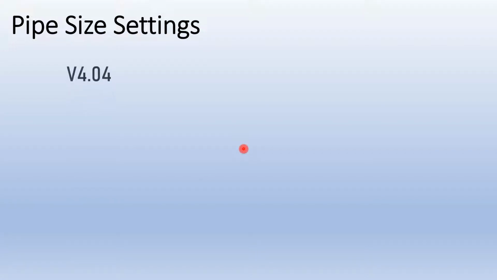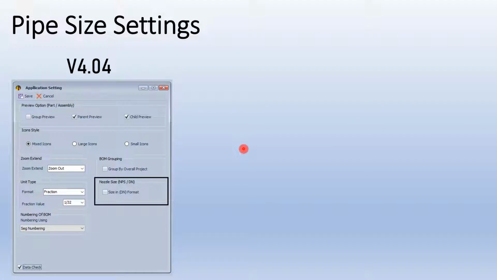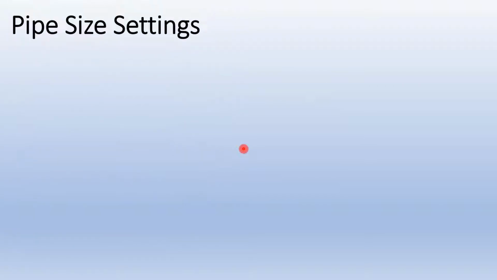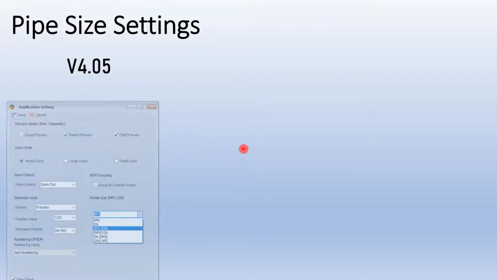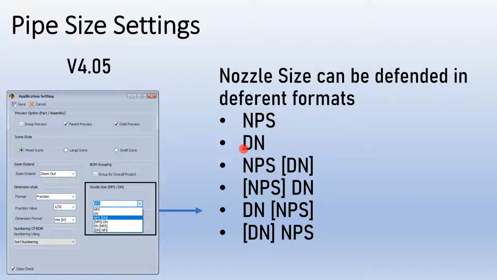For the pipe size setting in version 4.04, there were only two options for the pipe size format. The first option was the nominal pipe size format or DIN format. But in SEG version 4.05, the number of formats now becomes 6 different formats.